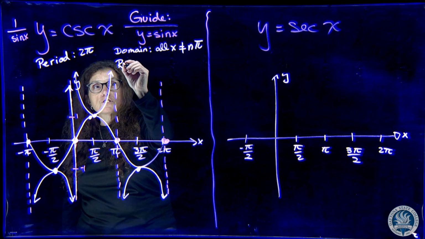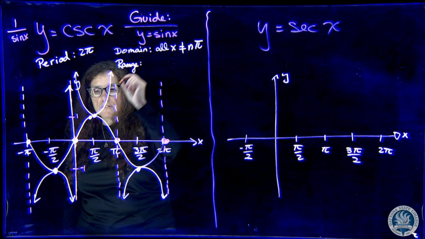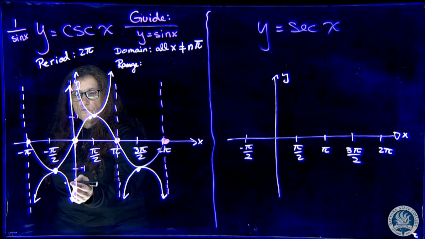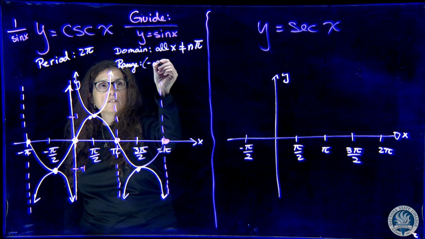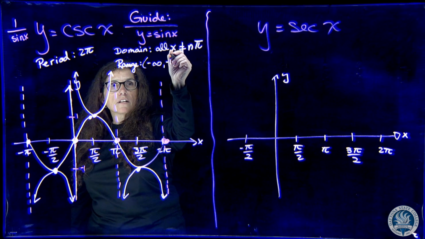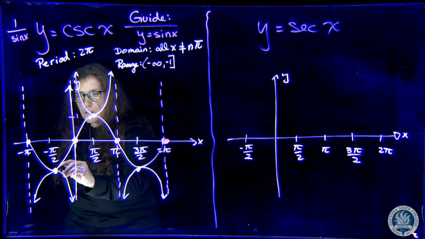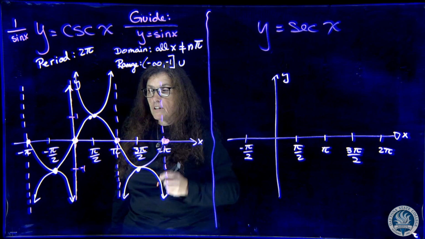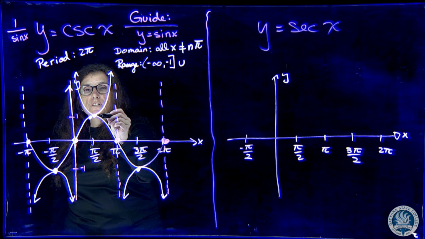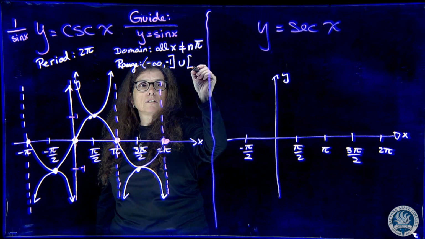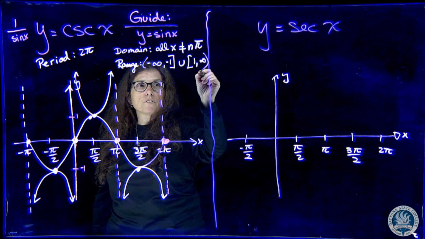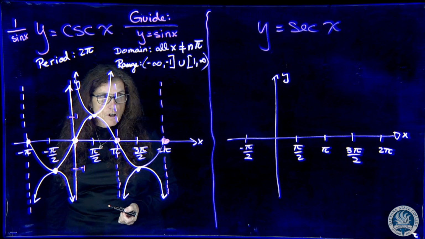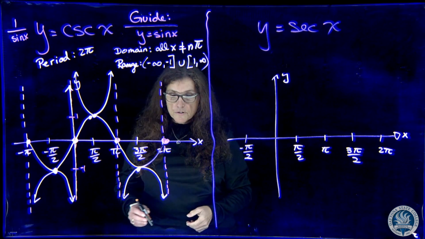The range, now let's take a look at the range of my y values. So we go from -infinity to -1, and -1 is a bracket because we do have a point here, and then we have a gap, and then we start at 1 and we go to +infinity. That is your range. So this is the graph of a basic cosecant function.